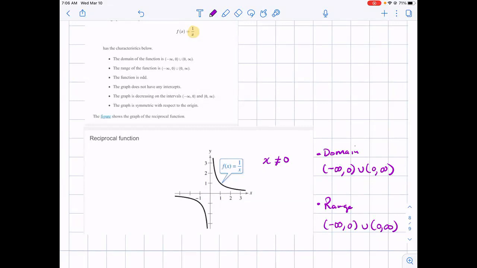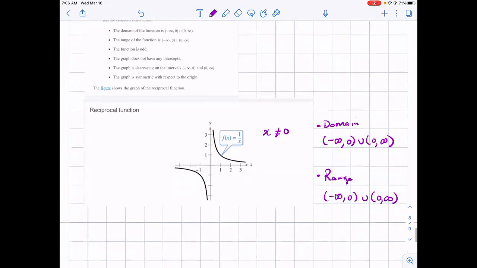Okay. This is an odd function because there is origin symmetry. The graph is decreasing from minus infinity, it's going down to 0. And then it's also increasing from 0 to positive infinity. Okay.